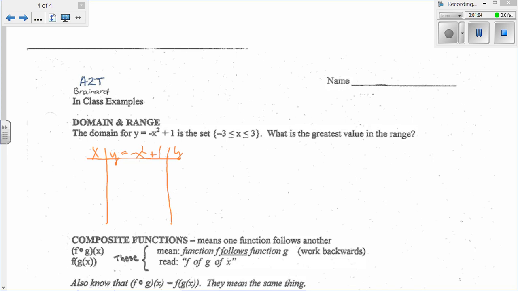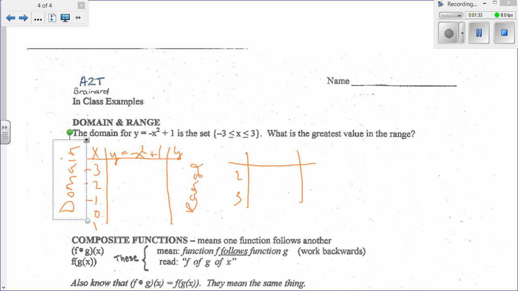So I would go from -3 all the way down to 3. I'm going to have to finish it over here. Okay, and then my x's are my domain, and my y's would be my range. Now, there's several ways I can do this.